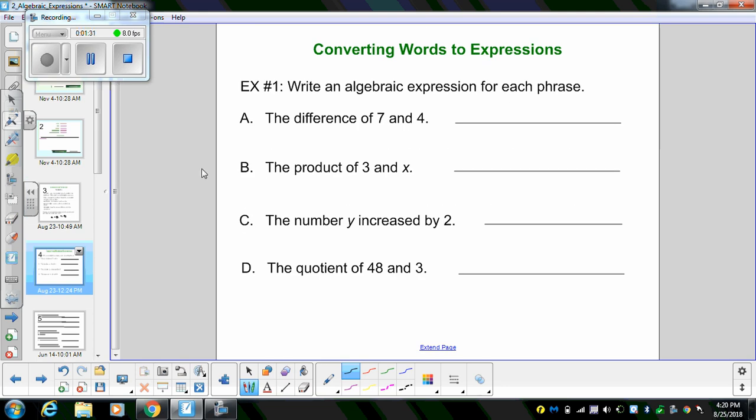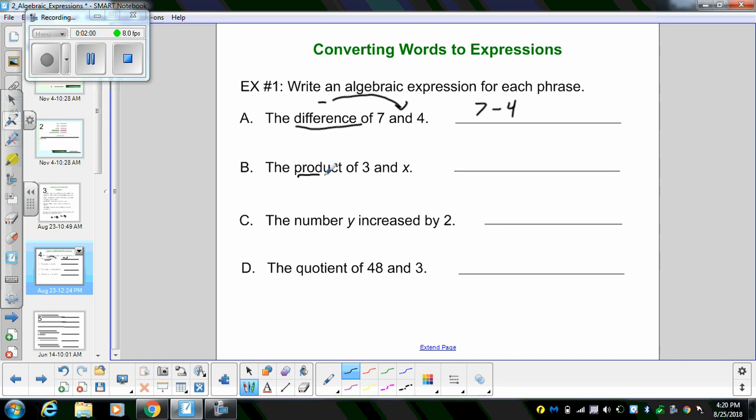Alright, so let's talk about converting words to expressions. So in example 1, we're going to write an algebraic expression for each phrase. It says the difference of 7 and 4. We need to realize that difference here means to subtract. Right? And is where the subtraction sign will go. So this is simply going to be 7 minus 4, also known as the difference of 7 and 4.